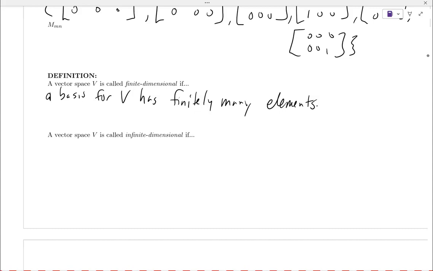R3 is a finite dimensional vector space because there's 3 elements in a basis. But there's infinitely many vectors in R3. So what do you think infinite dimensional means? Yeah, it's a basis has infinitely many elements, right? So if a basis has infinitely many elements. That's all infinite dimensional means.